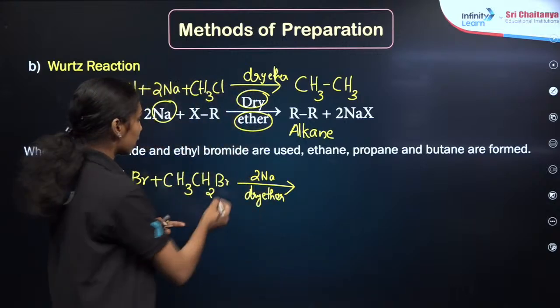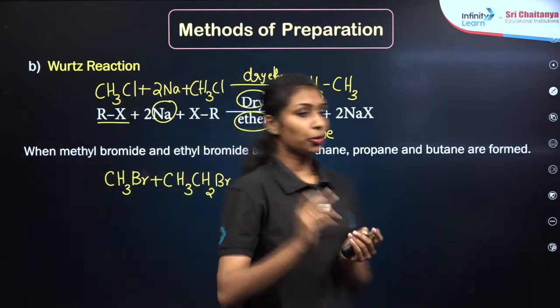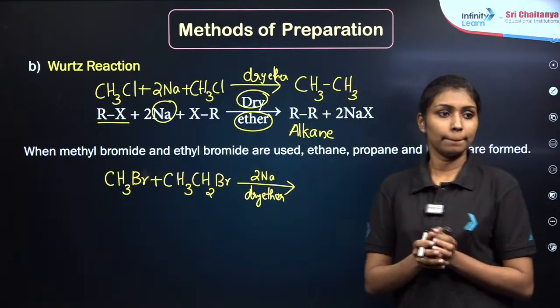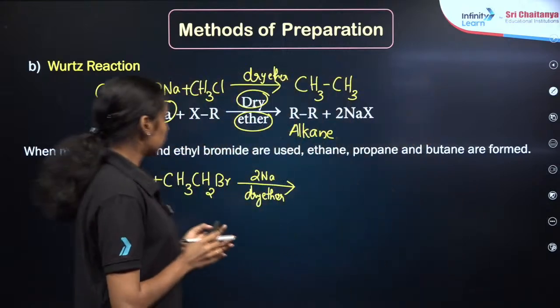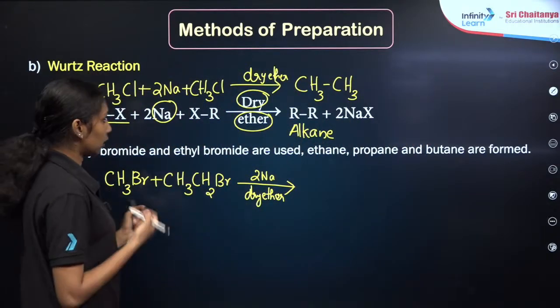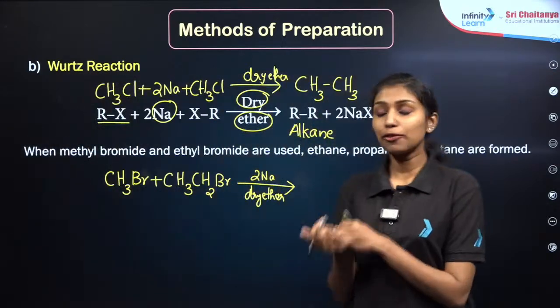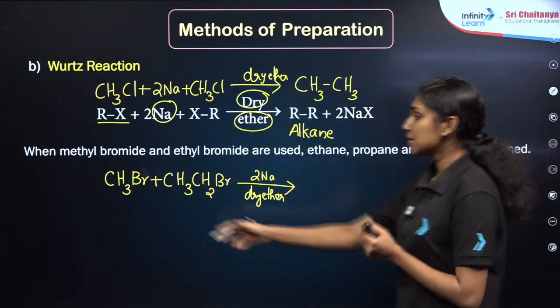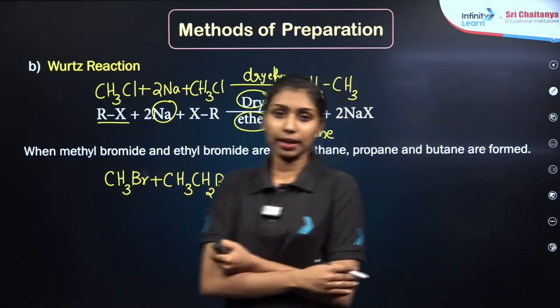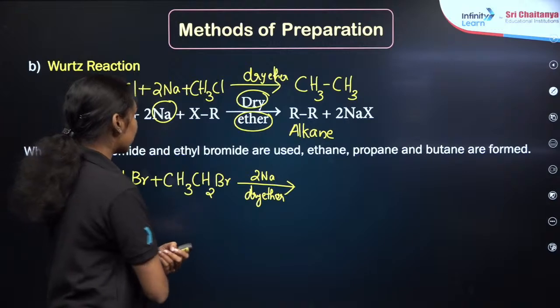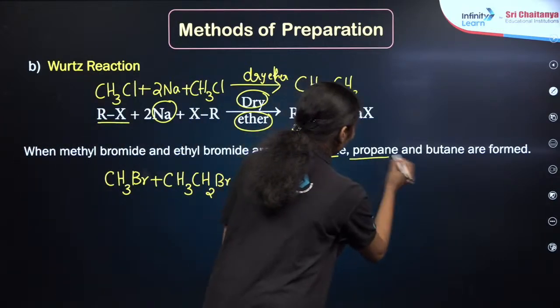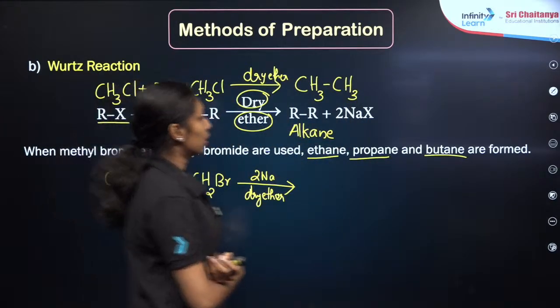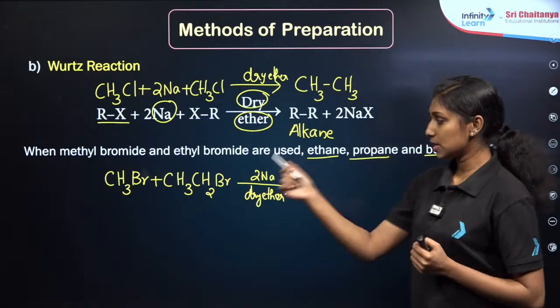So what will be the product here according to this method? You may feel that there will be one product forming, that is CH3CH2CH3, propane, right? But according to this method, we will get 3 products: ethane, propane, butane. Ethane, propane, butane are the products of this particular reaction.